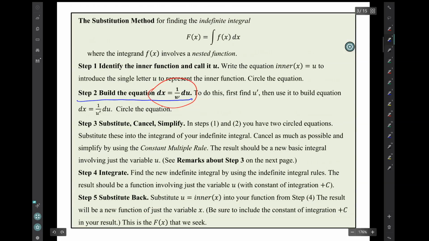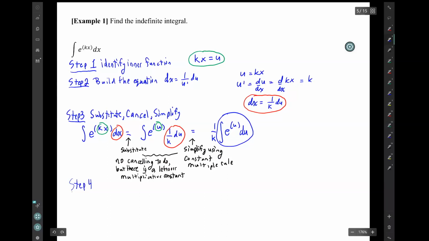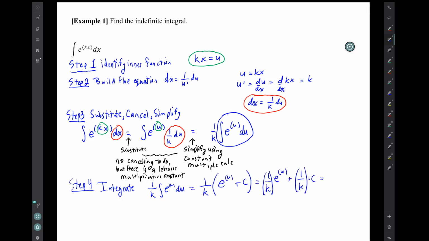Now what's next? We've done step 1, step 2, step 3 was substitute, cancel, simplify. We've done that. Step 4 is to integrate. So we integrate. The integration of e to the u is simple. The integral of e to the u is e to the u plus c. Now we have this 1 over k in front.